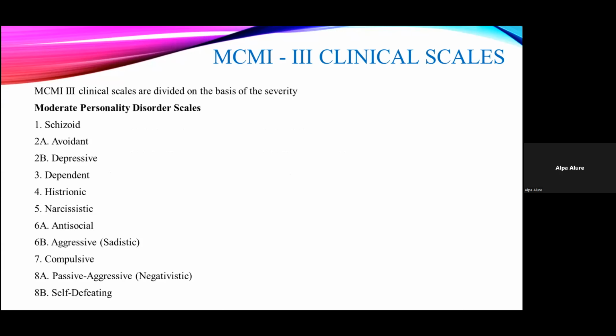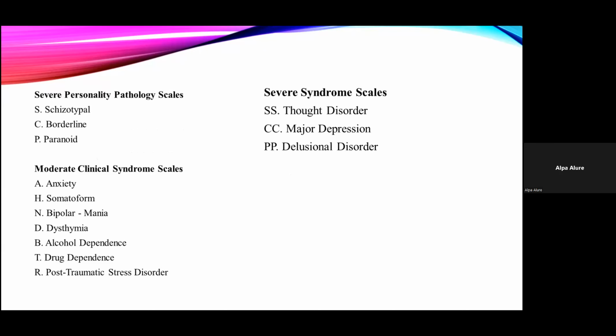So moderate personality disorder scales are schizoid, avoidant, depressive, dependent, histrionic, narcissistic, antisocial, aggressive, compulsive, passive aggressive, self-defeating. And the severe pathology scales are schizotypal, borderline, and paranoid. Moderate clinical syndrome scales are anxiety, somatoform, bipolar mania, dysthymia, alcohol dependence, drug dependence, post-traumatic stress disorder. Whereas the severe syndrome scales are thought disorder, major depression, and delusional disorder.